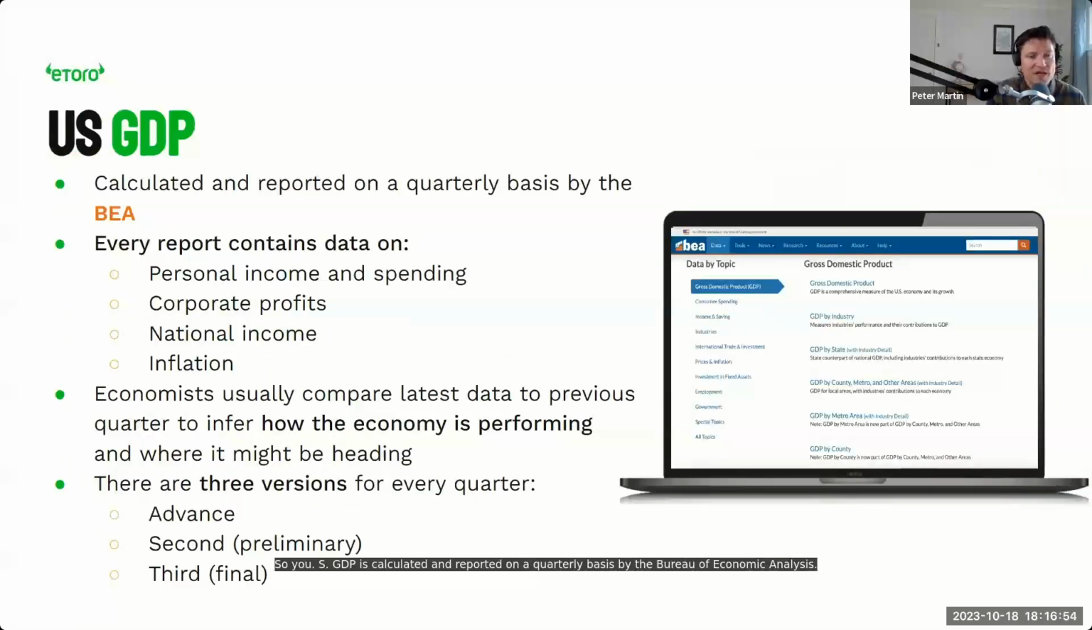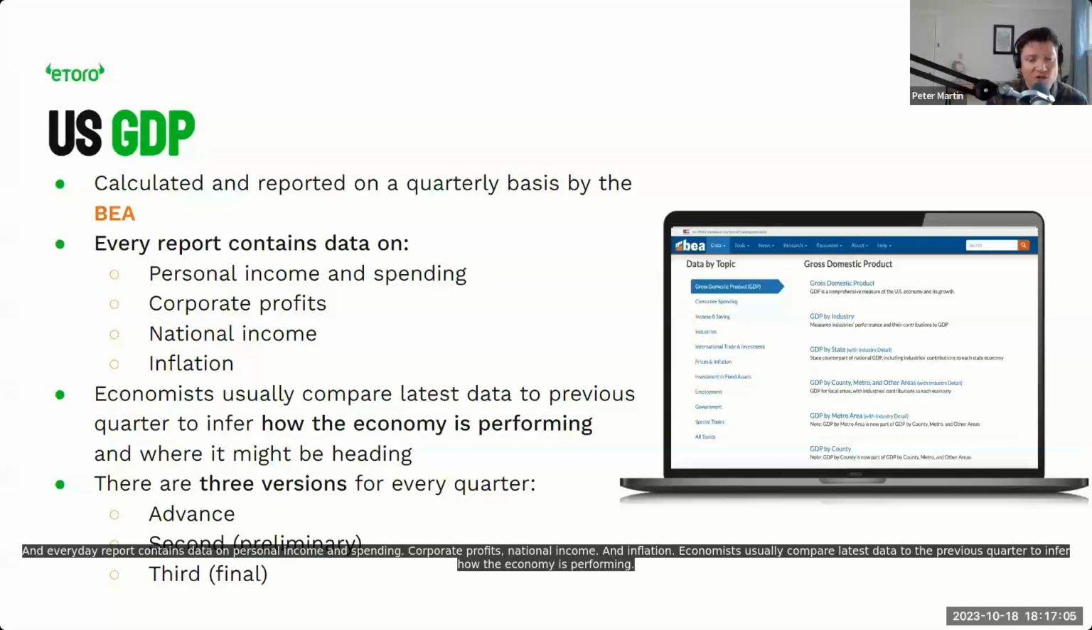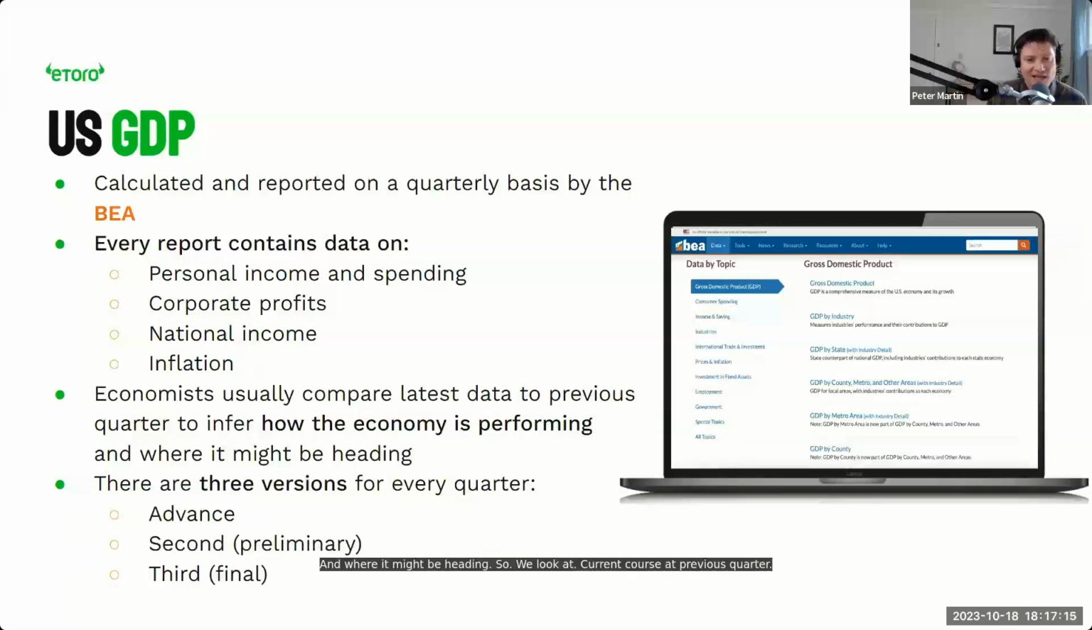So US GDP is calculated and reported on a quarterly basis by the BEA, the Bureau of Economic Analysis. And the report contains data on personal income and spending, corporate profits, national income, and inflation. Economists usually compare the latest data to the previous quarter to infer how the economy is performing and where it might be heading. So we look at the current quarter, the previous quarter: is it expanding? Is it contracting? You can also compare it to how things were a year ago.